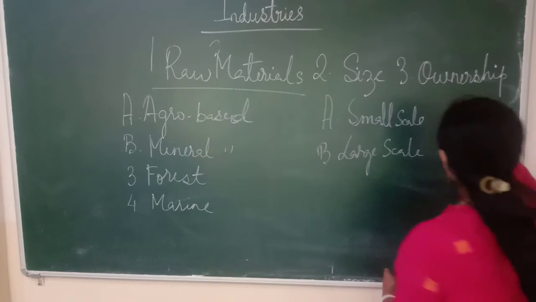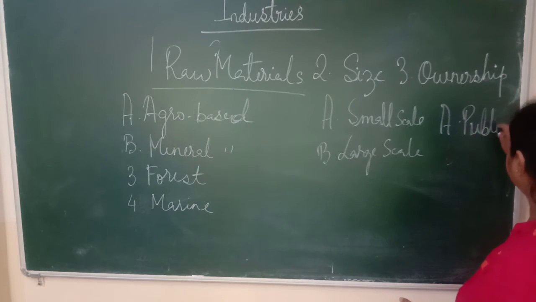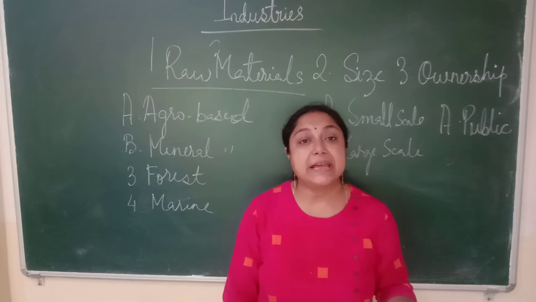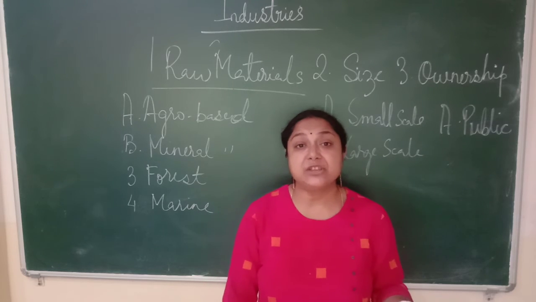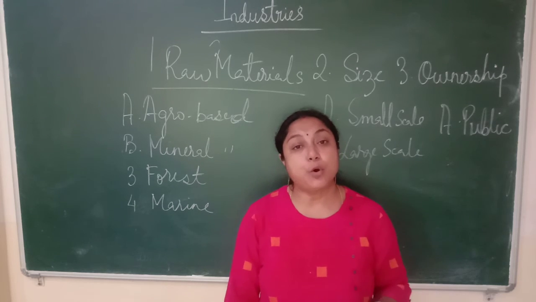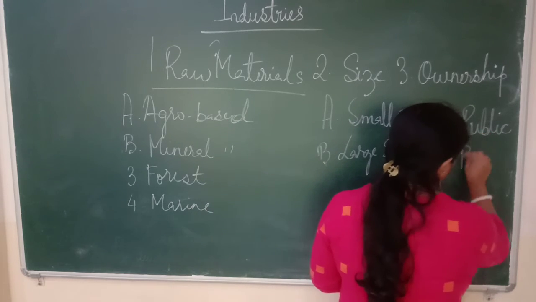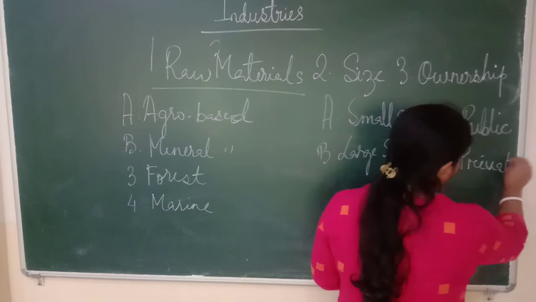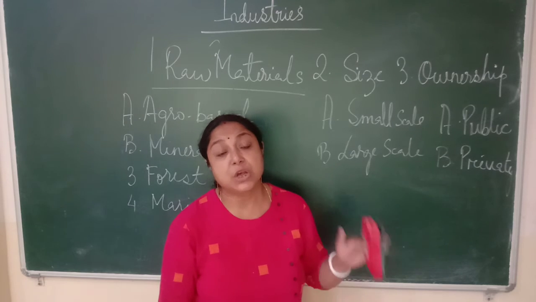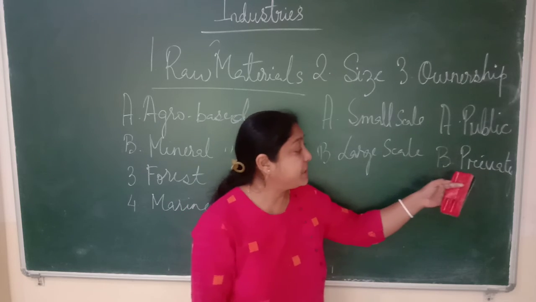Now the last one, ownership. Under ownership, A, public. Public industries are those industries which are set up by the government. SAIL, S-A-I-L, Steel Authority of India. BHEL, B-H-E-L, Bharat Heavy Electricals Limited. Indian Railway, Indian Post, all come under the public sector. Then B is private, where an individual is the owner. It is owned by an individual. Say Reliance Group of Industries, Tata Group of Industries, Birla Group of Industries, Godrej, Mahindra and Mahindra, or Infosys, Wipro, all these companies come here.